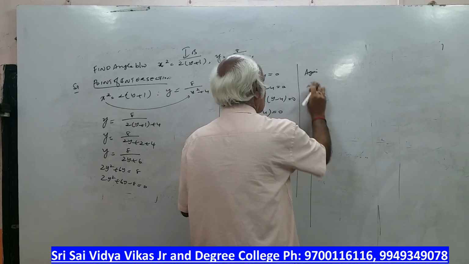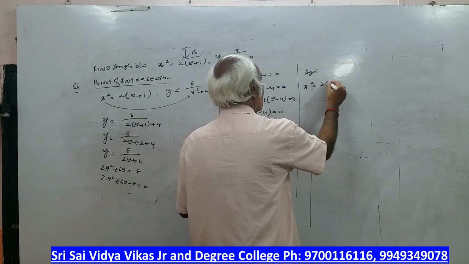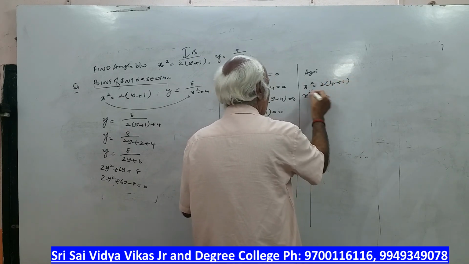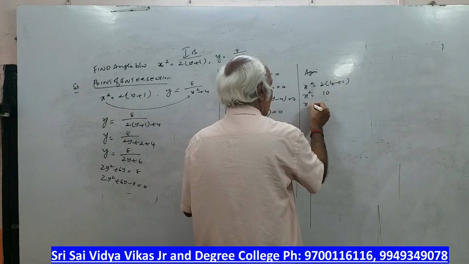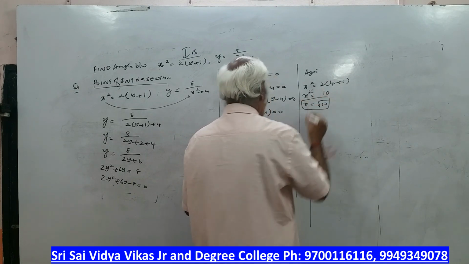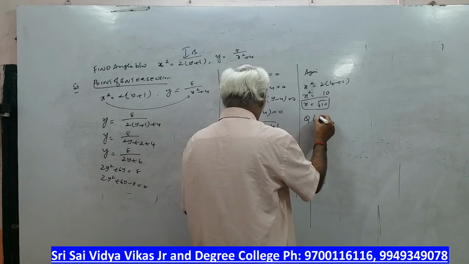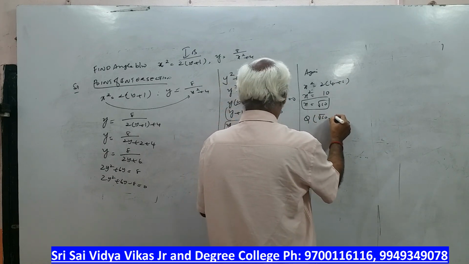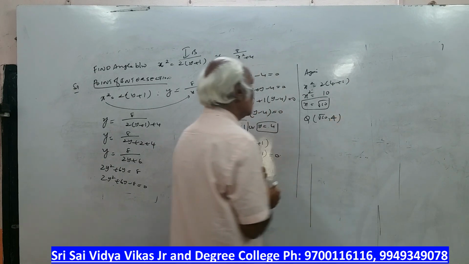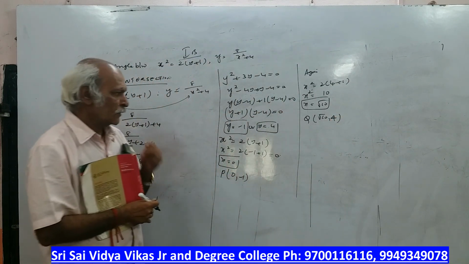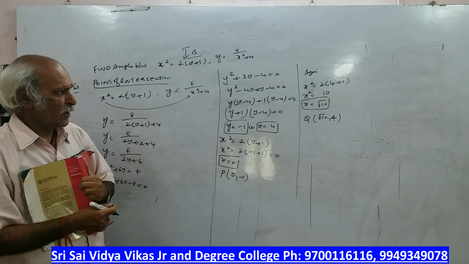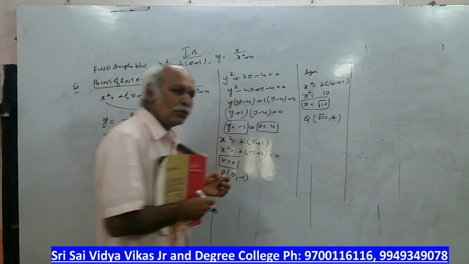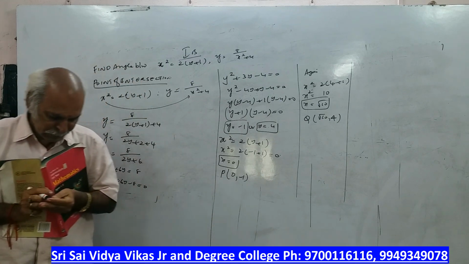Again, x square is equal to what? 2 into y plus 1. So 4 plus 1, x square is equal to 10. x is equal to root 10. So what is the Q point? Root 10 comma 4. So what I have done? I got 2 points. We'll take the first point. Now we got the P point and Q point. Okay. Note down up to here.